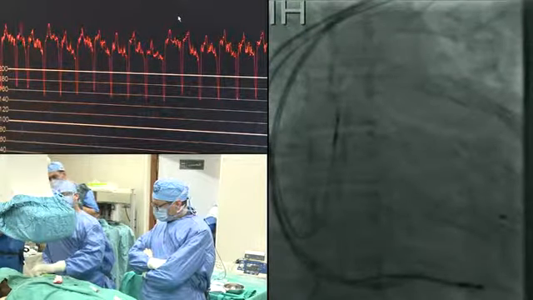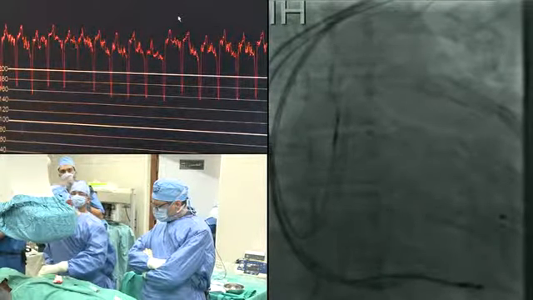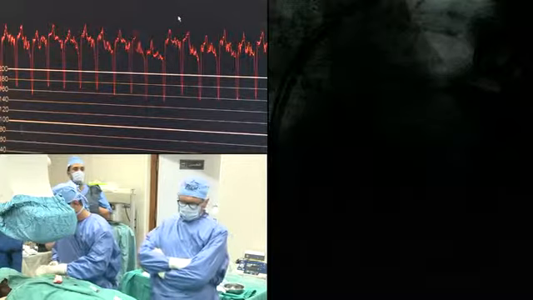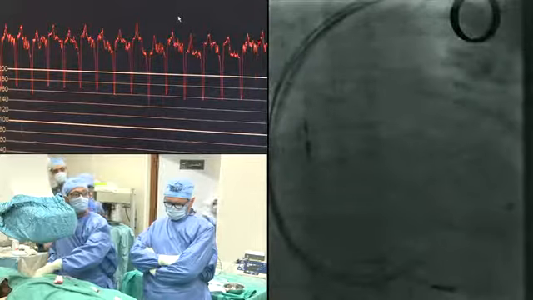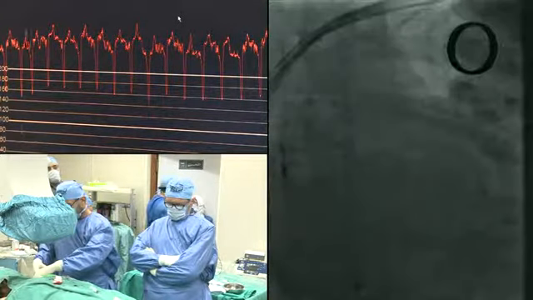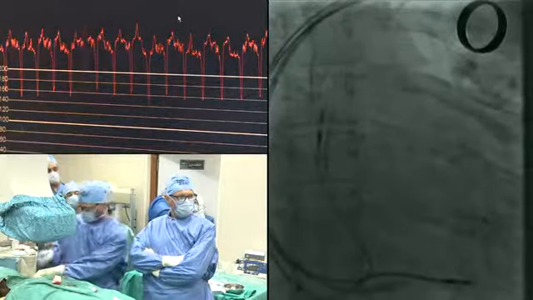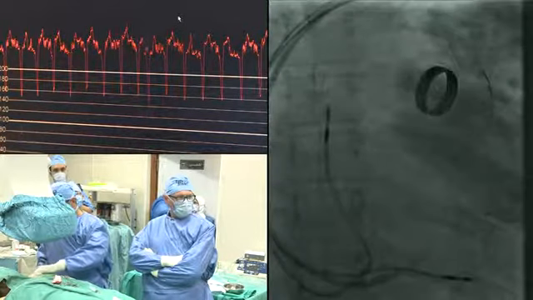Screen, RV lead, please. Seems good. I pulled the RV lead a little bit because there was an extra loop.